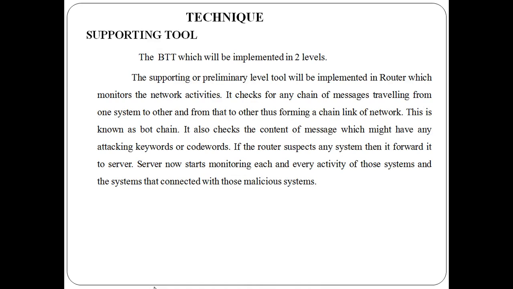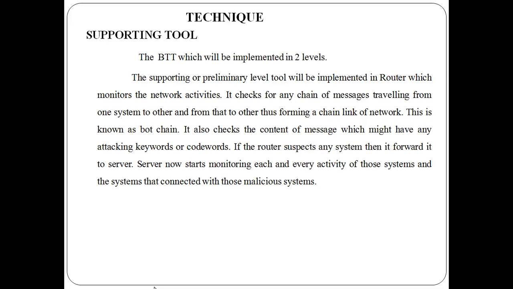Techniques. There are two techniques. The botnet tracking tool will be implemented in two levels, that is, the supporting level and the botnet tracking tool. The supporting or primary level tool will be implemented in the router, which checks for a chain of messages traveling from one system to the other and from the other system, thus forming a chain link of the network. Thus, it is known as a botnet chain.